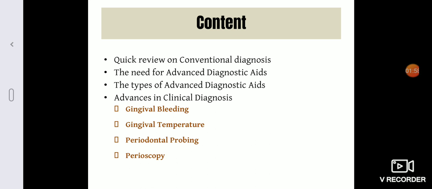So the content of today's class includes a quick review on conventional diagnosis, that is the traditional method of diagnosis, the need for advanced diagnostic aids, the types of advanced diagnostic aids, and advances in the clinical diagnosis when it comes to gingival bleeding, gingival temperature, periodontal probing, and perioscopy.